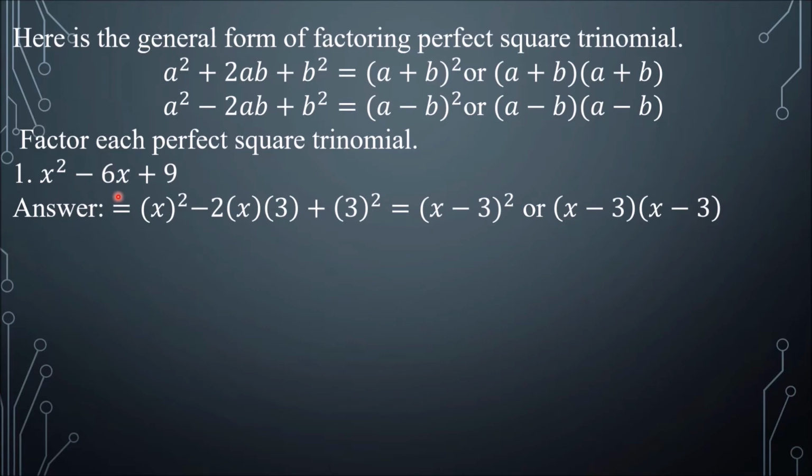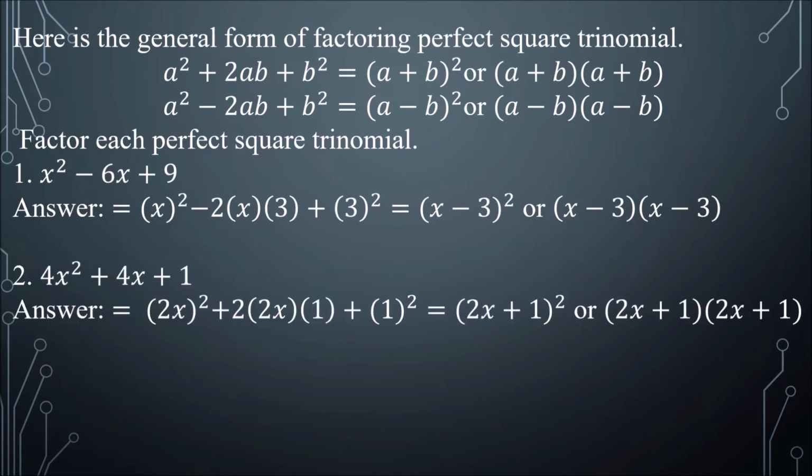Number 1. Factor x squared minus 6x plus 9. First, we need to change this into x squared minus 2 times x times 3 plus 3 squared, wherein a is equal to x and b is equal to 3. Now, plugging in a minus b, we have (x minus 3) squared, or (x minus 3) times (x minus 3).